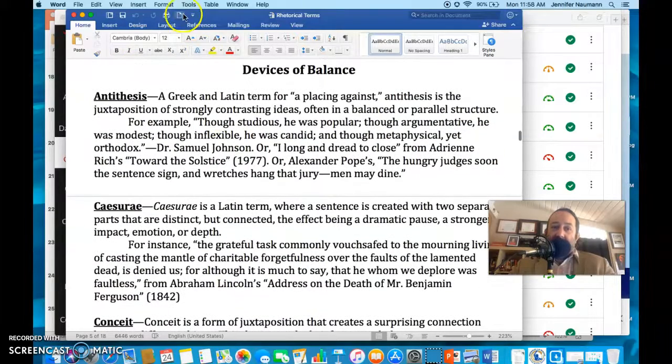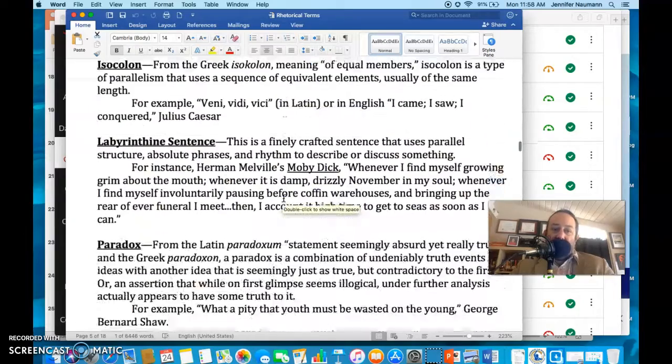Okay, and then after that, in this document, you have different sections. The sections themselves are in alphabetical order, so we're going to start with balance. When we're talking about balance in writing, we're basically talking about sentence structure and parallelism, things that writers can do to play around with or manipulate the sentence structure for a particular purpose. That's really what all these devices here are about.